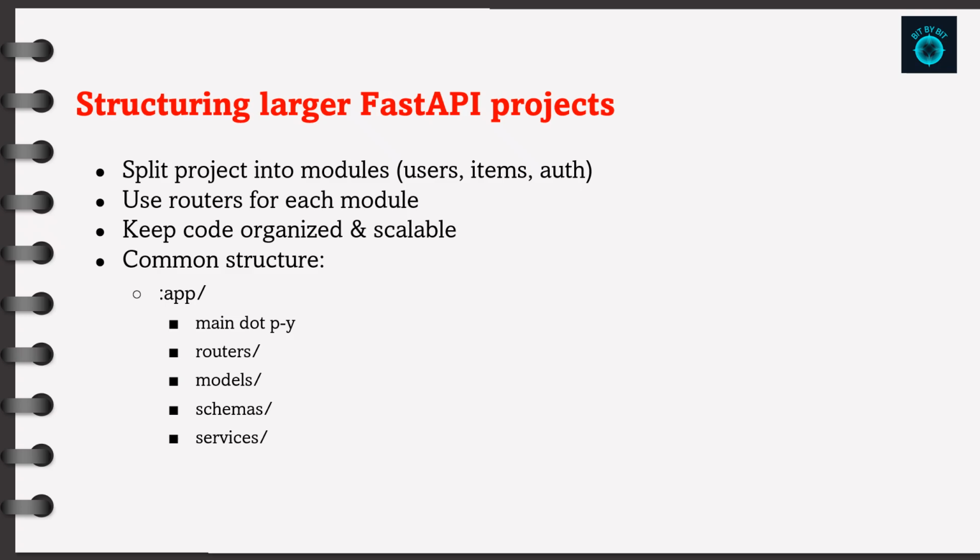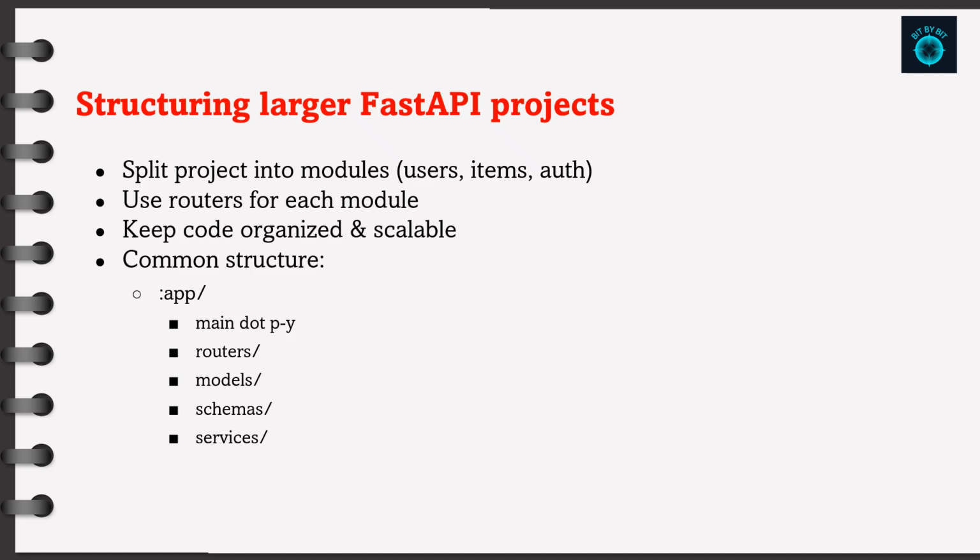FastAPI provides a feature called routers, which makes modular code easy. You define routes for each module in separate files, then include those routers inside the main application. This keeps your code organized, testable, and scalable as the project grows. A common structure looks like this. At the top level, you have an app folder. Inside it, you place main.py as the entry point. Then you create subfolders such as routers, models, schemas, and services.